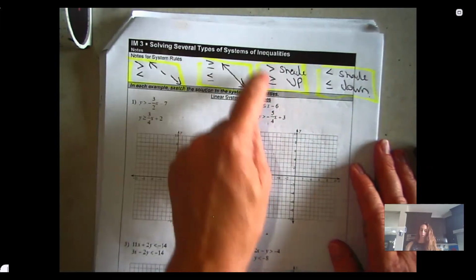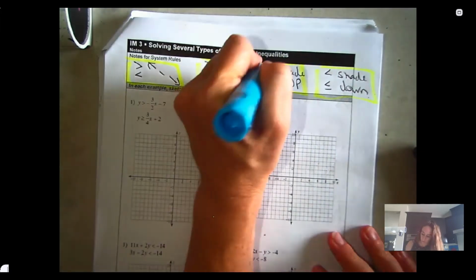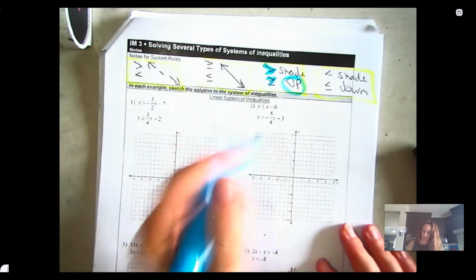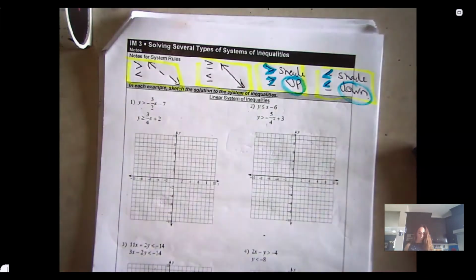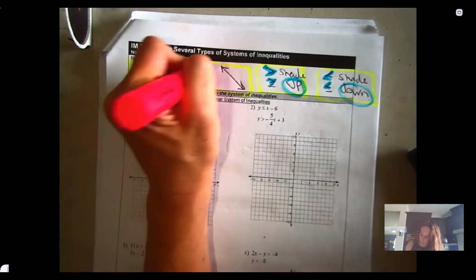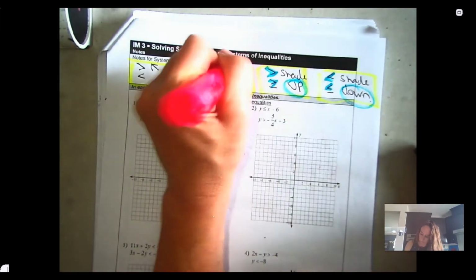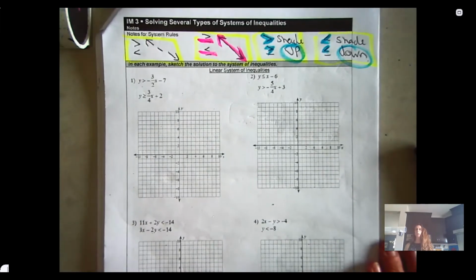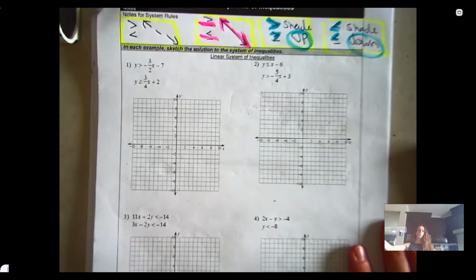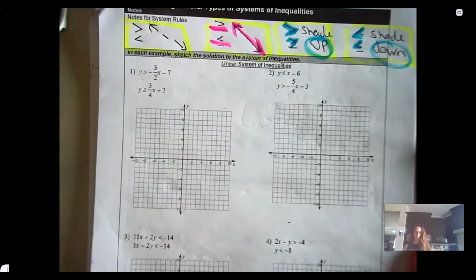If it's greater than or equal to, it's up. If it's less than or equal to, it's down. Let me point out here, this line on the bottom is what makes it solid. Now, I threw this in here because I feel like we kind of struggle on what we're supposed to do when. So let's actually go over it, all right?